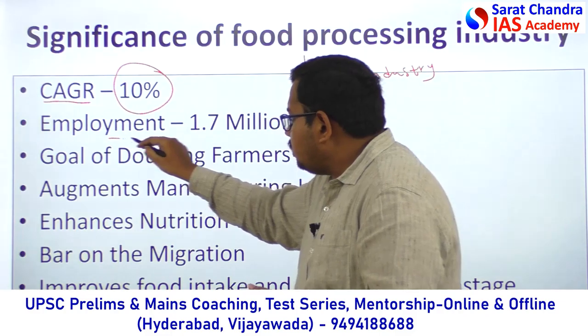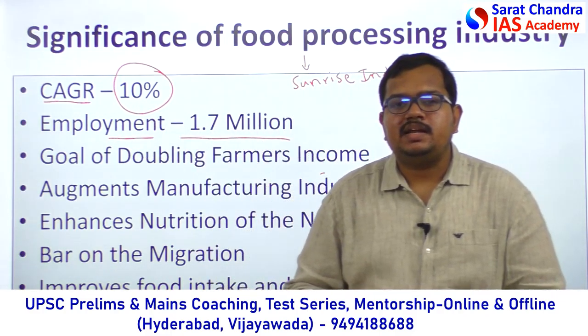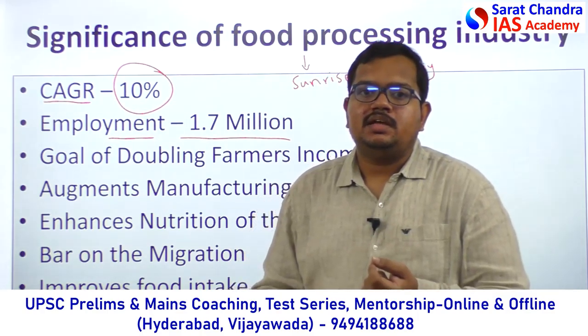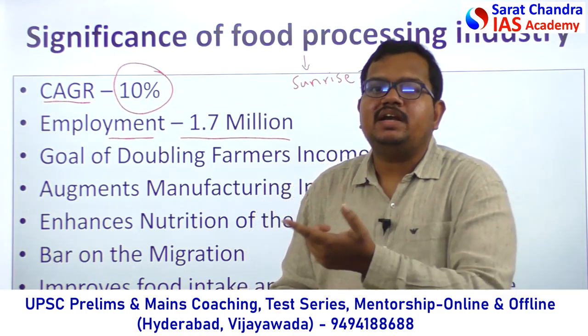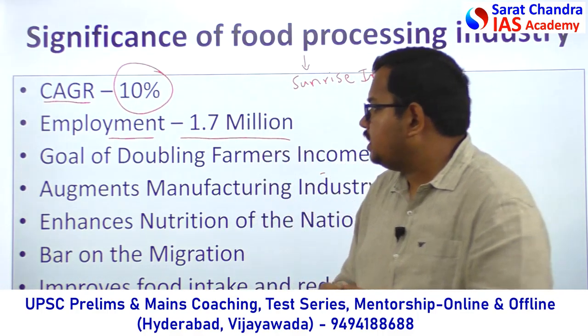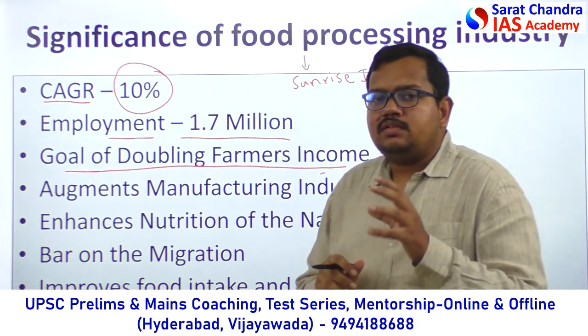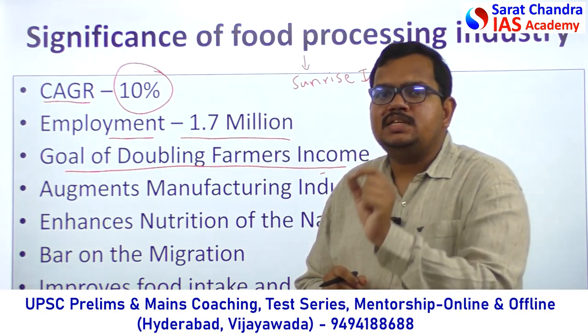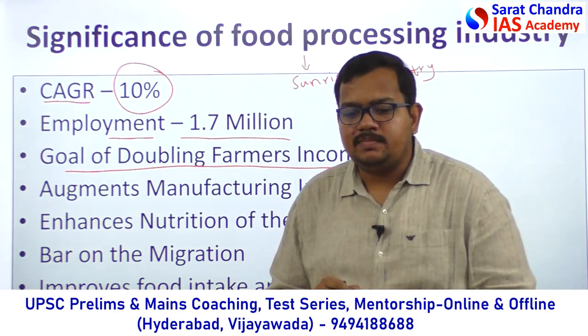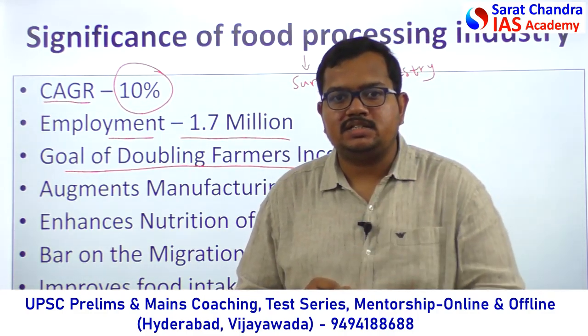And it also creates a lot of employment. Currently it is around 1.7 million and within a few years it is going to cross even 10 million. That much potential is there in the food processing industry. And the goal of doubling farmers' income. With respect to our goal of doubling farmer income, one very important aspect there has to be the food processing industry.